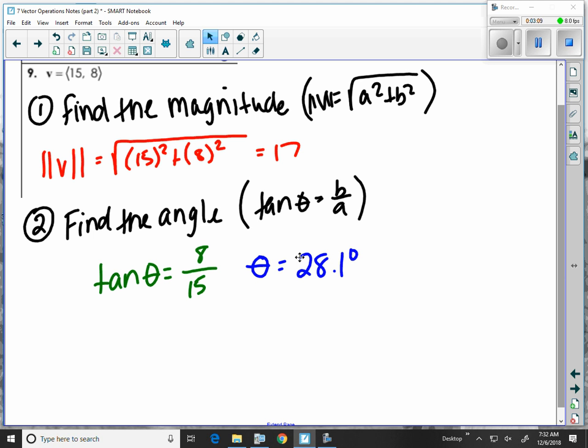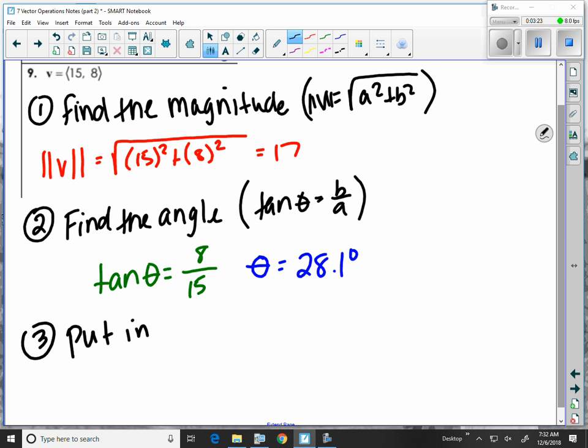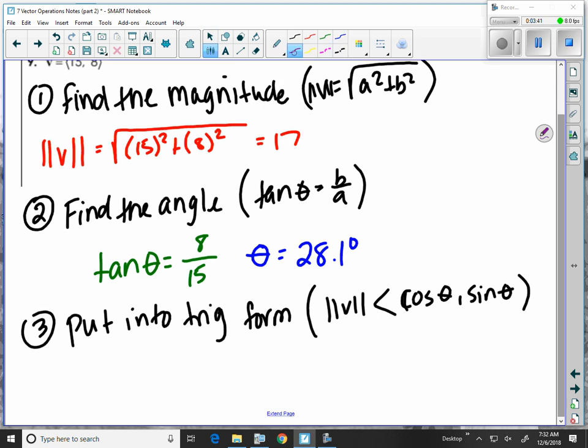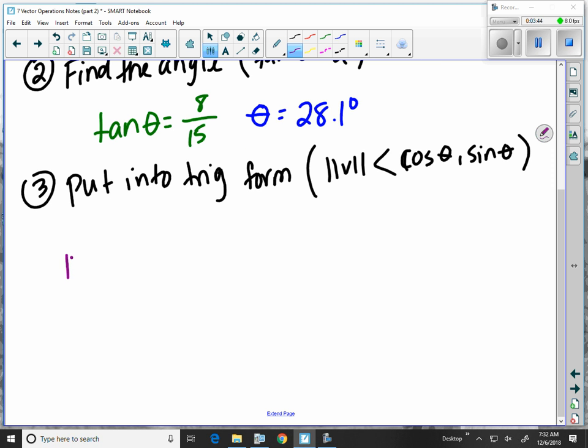Okay, from there, we're going to put it into our trig form, and we're just going to use the one that we used yesterday: the magnitude times the cosine theta, plus i sine theta. Okay, so we have our 17 on the outside, cosine 28.1.